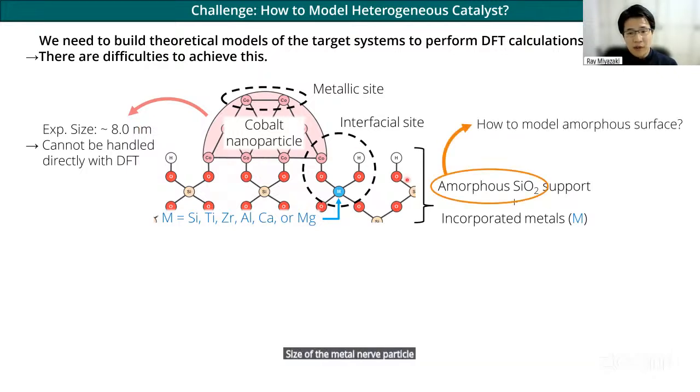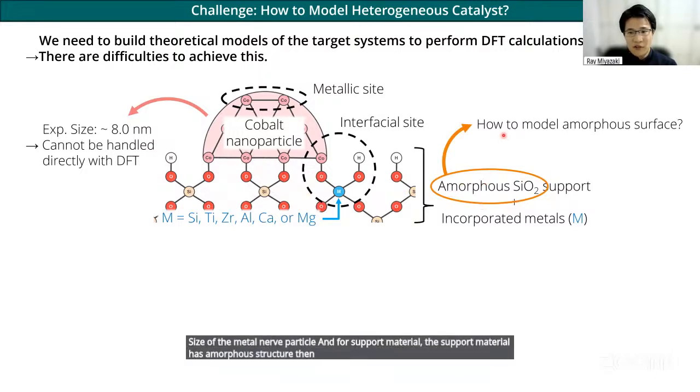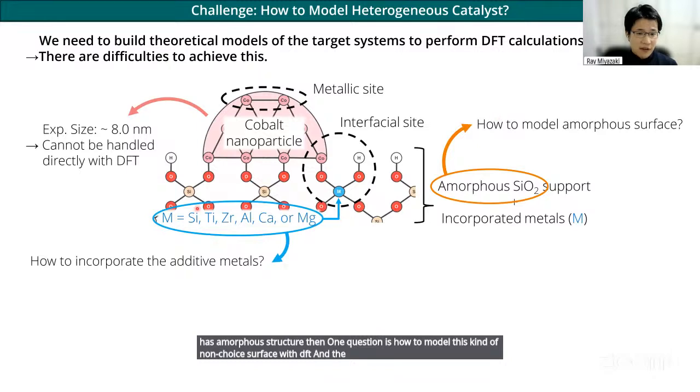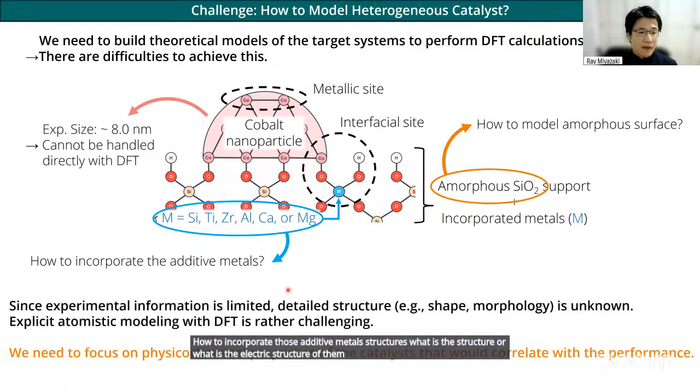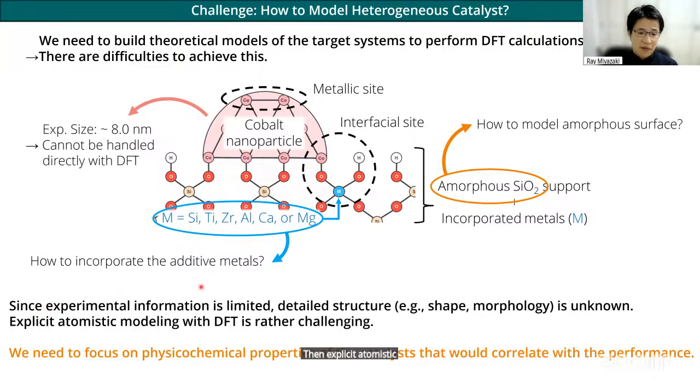And the support material has an amorphous structure. Then one question is how to model this kind of non-crystalline amorphous surface with DFT. And the final one is that there are metals incorporated into the silica, but how do we model those additive metals? What is the structure, or what is the electronic structure of them? Also, since the experimental information is limited, detailed structure like shape or morphology is unknown for this kind of heterogeneous catalyst. Then, explicit atomistic modeling with DFT is rather challenging.